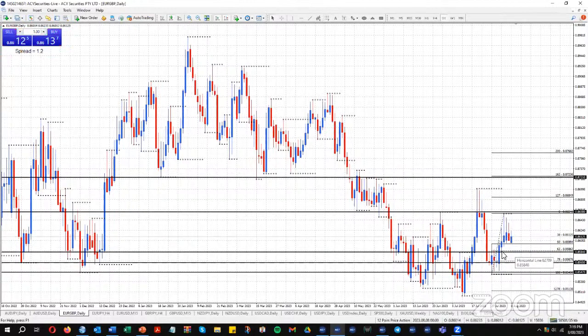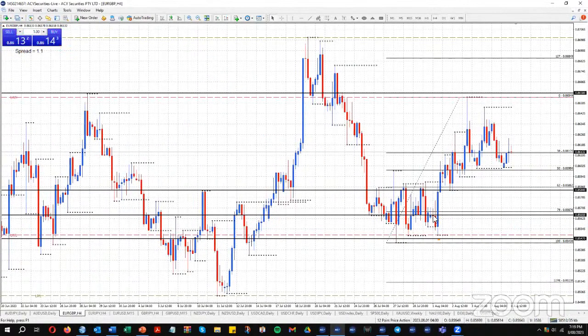The 62 level overlaps perfectly with support. All right. So that would be a good level to watch for price to move down to, get support, and then reverse back up. Okay, in line with what we're seeing on the weekly chart.